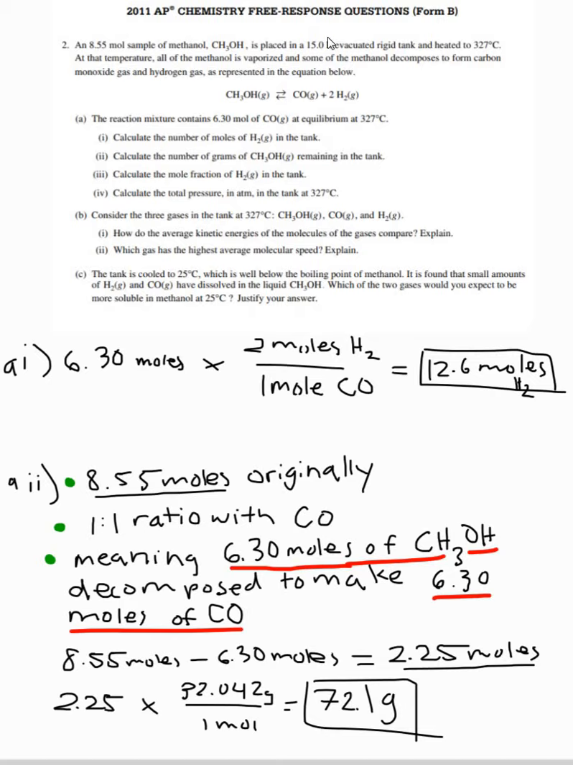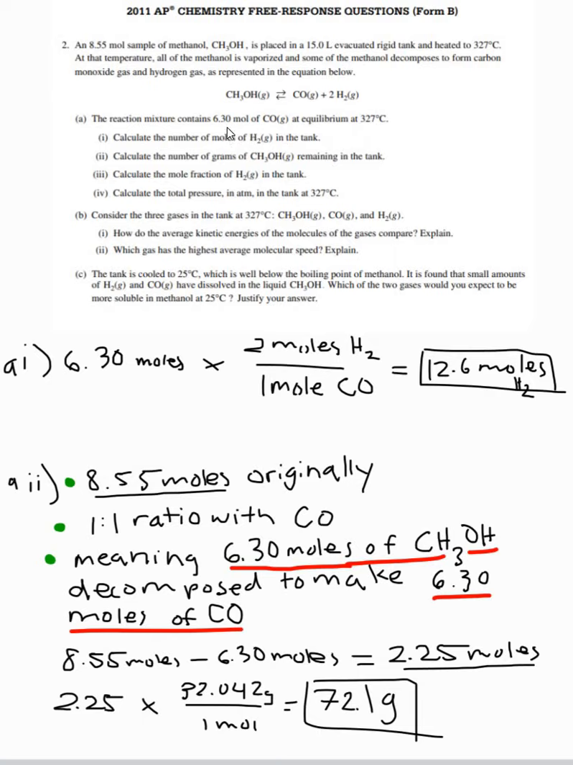So this is the 2011 AP Chem Free Response question, Form B, for question number 2. It says an 8.55 mole sample of methanol is placed in a 15.0 liter evacuated rigid tank and heated to 327 degrees Celsius. At that temperature, methanol is vaporized and it decomposes to form carbon monoxide gas and hydrogen gas, as shown by the equation below. The reaction mixture contains 6.30 moles of CO at equilibrium at 327 degrees Celsius, and it's asking us to calculate the number of moles of H2 in the tank.